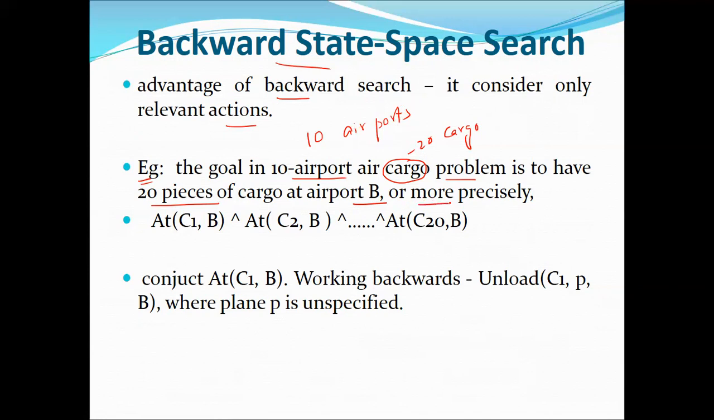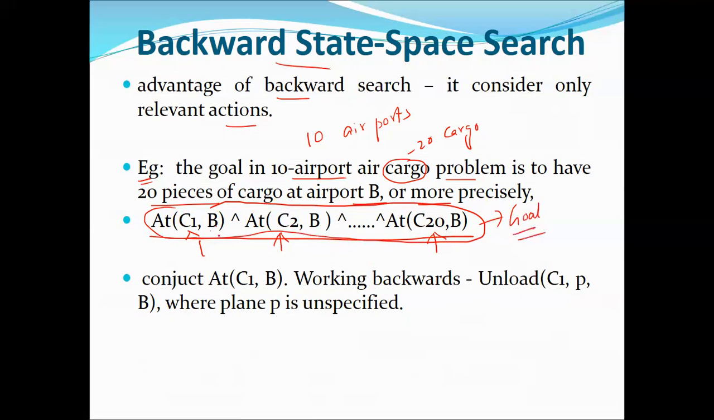This is the goal. Our goal state can be defined something like this: At(C1, B), which means cargo 1 is at airport B, and At(C2, B), which means cargo 2 is also at airport B, and so on up to At(C20, B), which means cargo 20 is also at airport B. So basically, we want all cargos in airport B. This is our goal state.